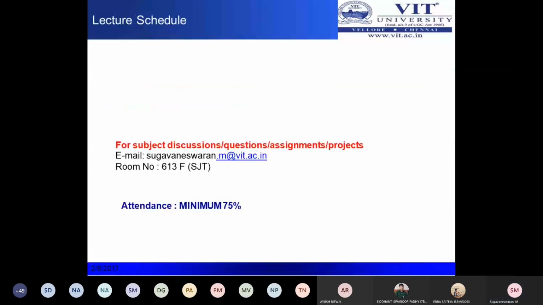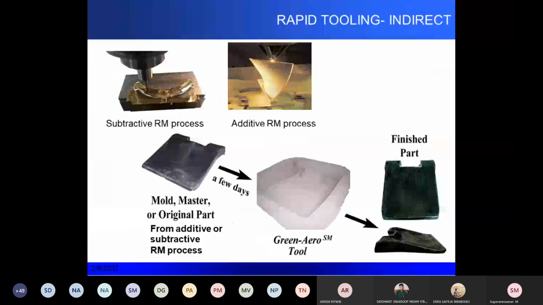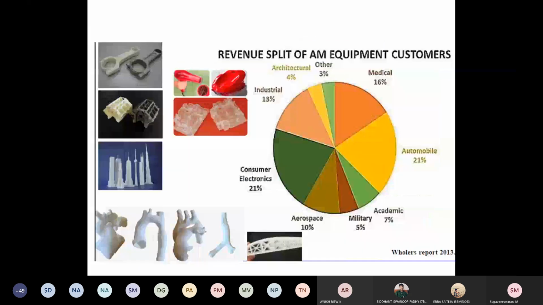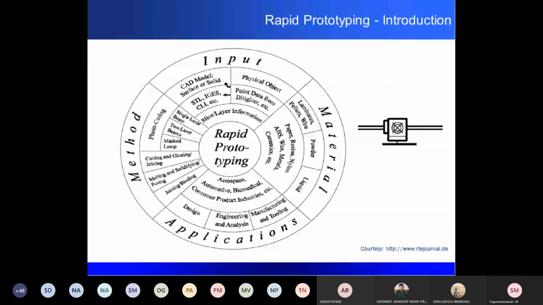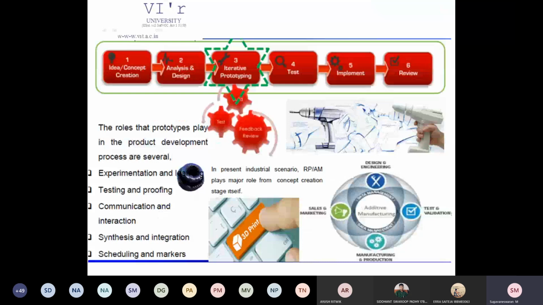Now, to understand how the additive manufacturing process evolved, let us start with the prototyping activity, right? So prototyping is critical. Are you able to see this slide? Idea, design, analysis, iterative prototyping, testing, implementation. Okay.